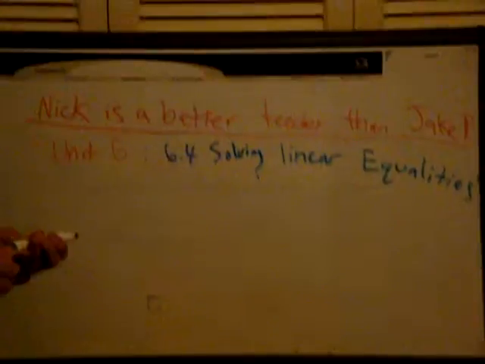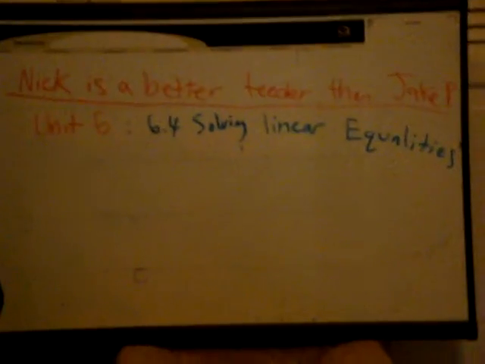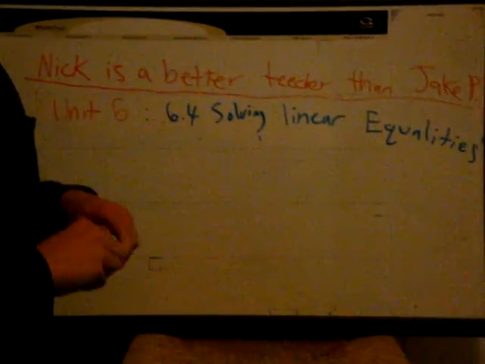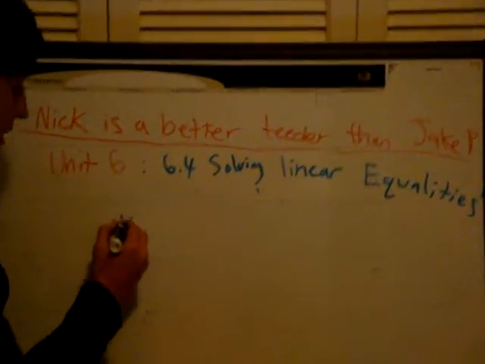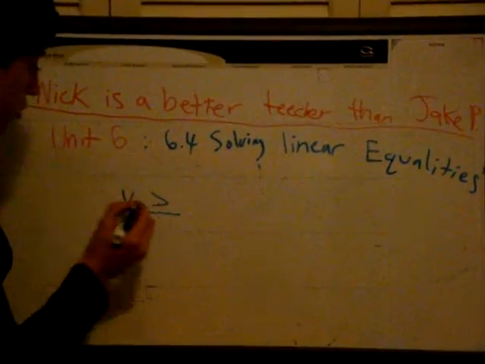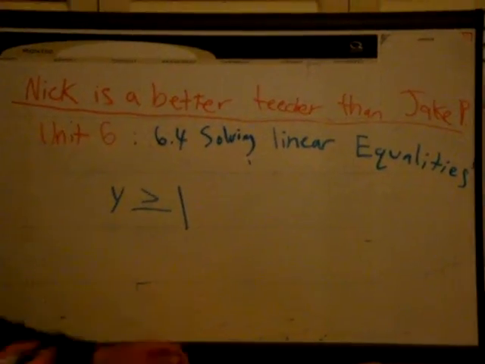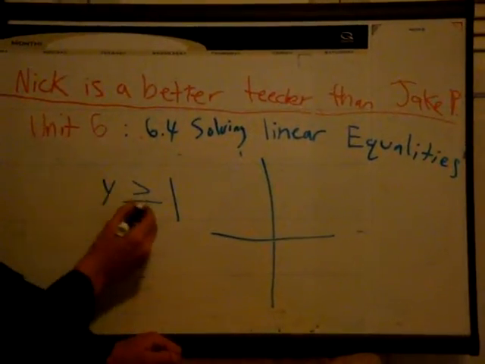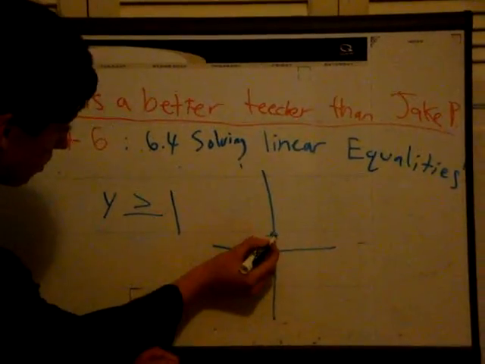So fun. We are on 6.4, Solving Linear Inequalities. So what this basically means is we're back to graphing, and we have to graph linear inequalities. Let's say, here's the first example. We have y is greater than or equal to 1. To solve this on a graph, there's our graph. Y is greater than or equal to 1, so we get 1 on the number line.